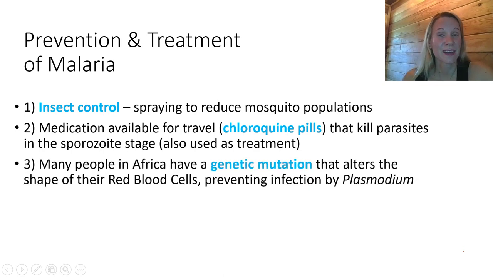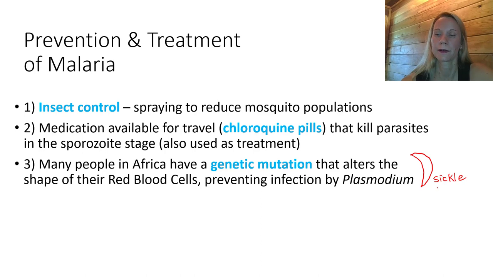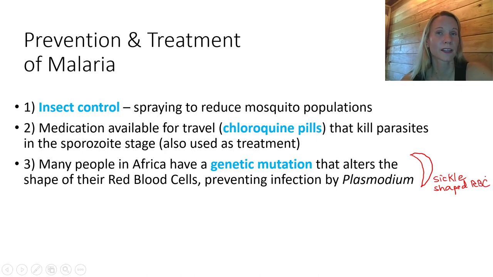Interestingly enough, many people in Africa have a genetic mutation. It's called the sickle cell mutation, and it alters the shape of their red blood cells. So these people have red blood cells that look sort of like bananas. We call these sickle shaped. So it's a sickle-shaped red blood cell, as opposed to normally your red blood cells are round.